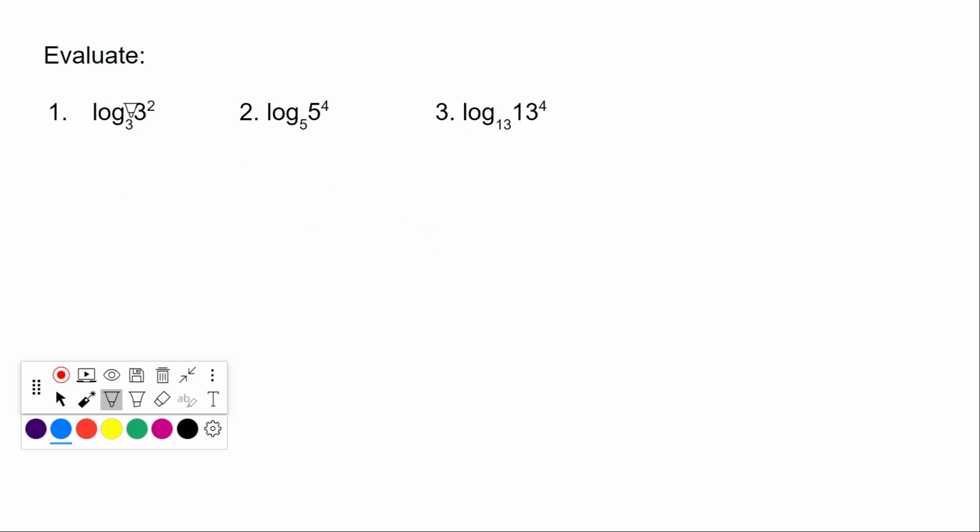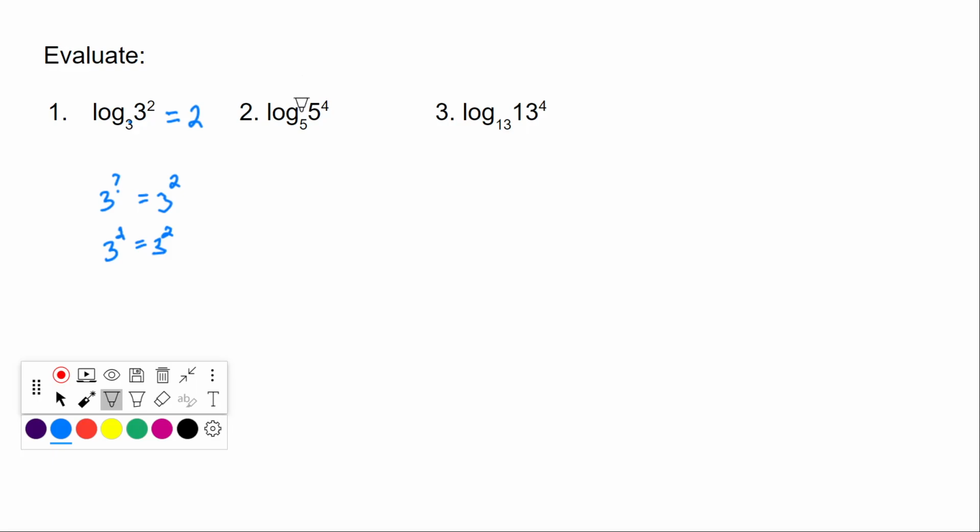Here we have the base matches the argument, which is taken to a power. Anytime your base and your argument match, the value is going to be the power, the exponent. Now if we think about this, what we're asking is what power of 3 is going to equal 3 squared? Well, in order for these two expressions to be equal, they'd have to have the same value in the exponent. So we can say 3 squared is equal to 3 squared. Therefore, my value of my logarithm is 2.